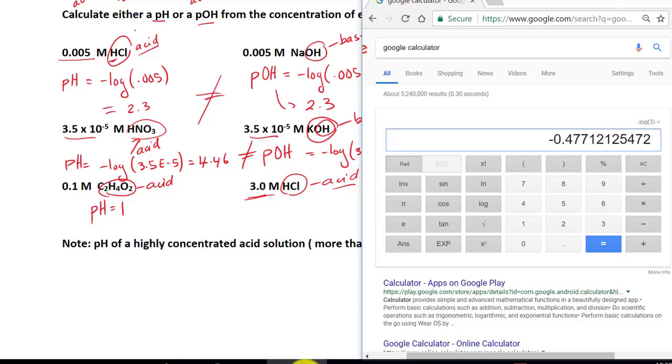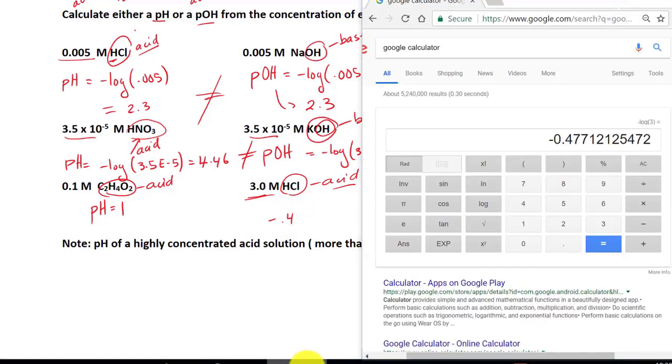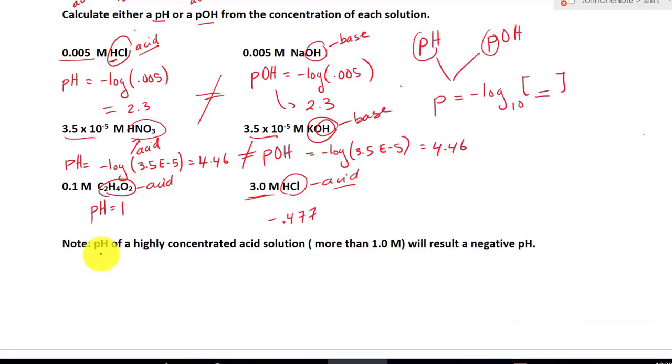So when we have a negative pH, that tells you that we have more of the acid than the solution. In this case, we have a negative pH. That tells you it is extremely corrosive. So don't touch it because you're going to hurt yourself. When we have a highly concentrated solution, which is more than 1 molarity, it will result in a negative pH. And that's pretty much it about acid and base.